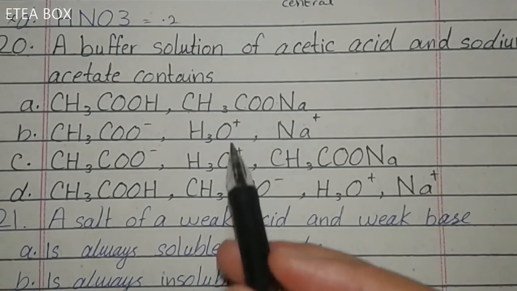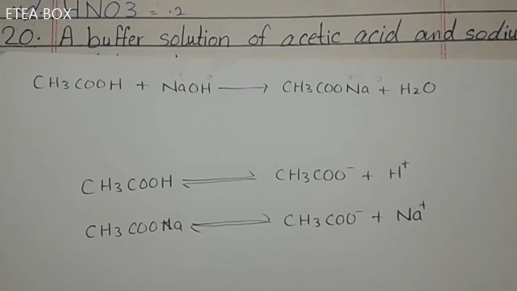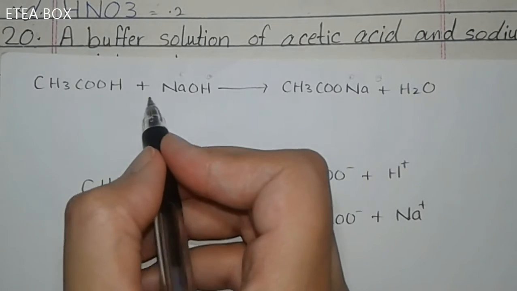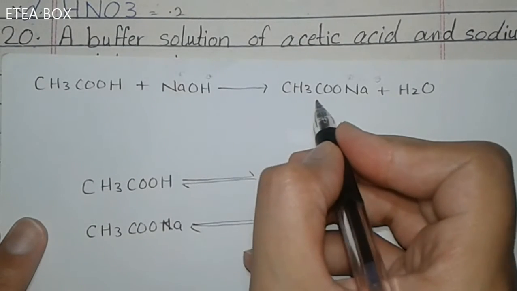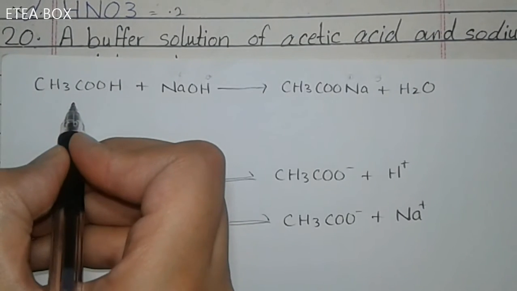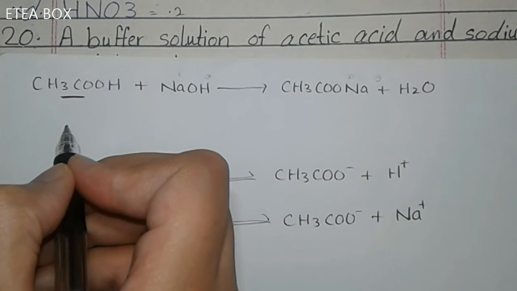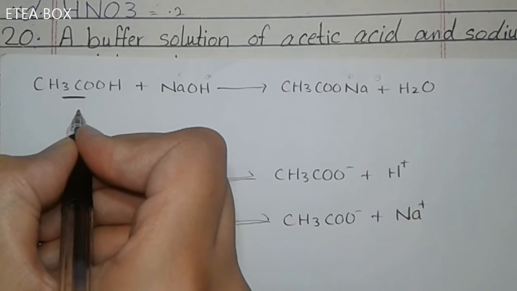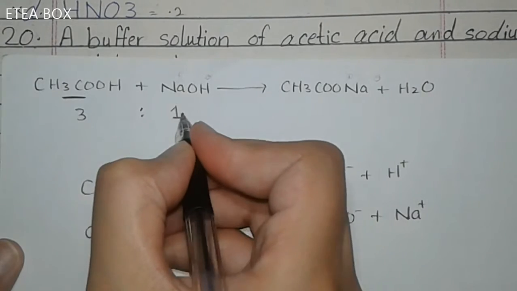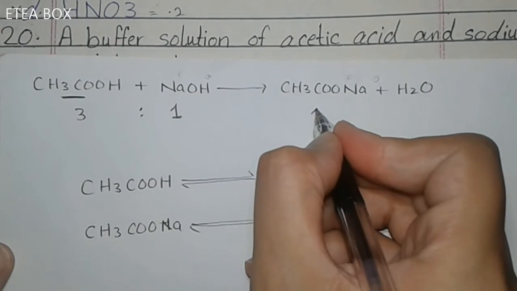Question 20: A buffer solution of acetic acid and sodium acetate contains... Now look at here. A buffer solution is made up of a weak acid plus a strong base. When these react, sodium acetate will form plus water will form. Here you have to take the weak component in the buffer solution in large amount. Like I will take this in 3:1. Now 1 ratio will react with this one.